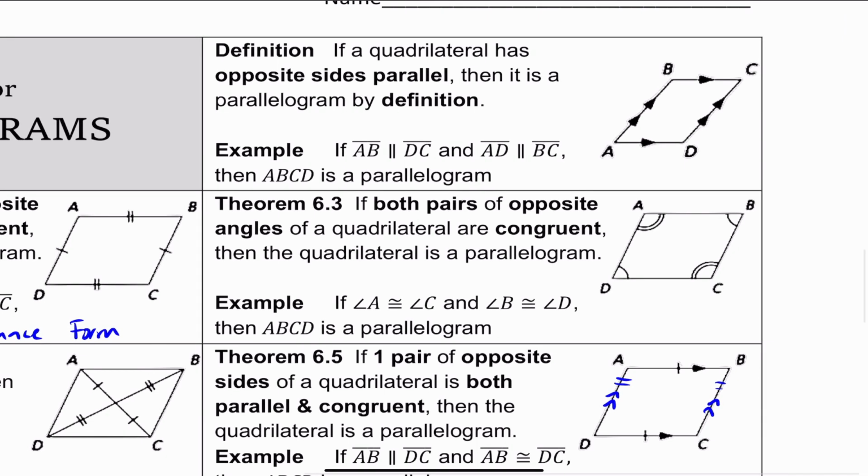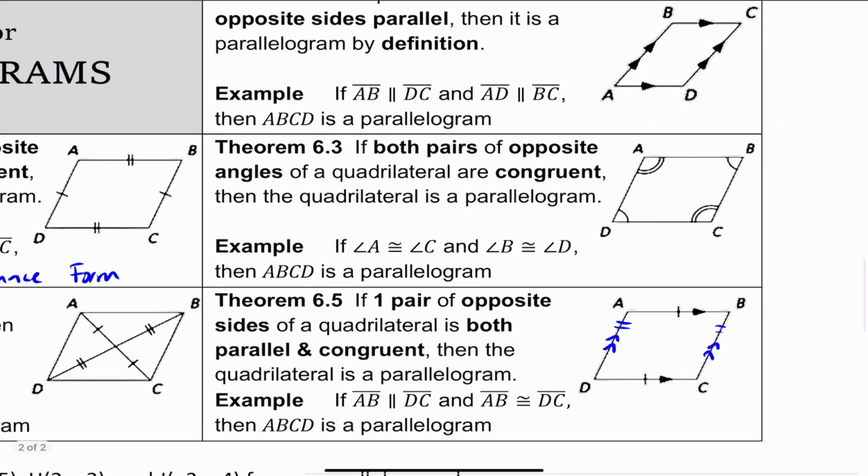Here's a definition. If a quadrilateral has opposite sides parallel, then it implies that we're dealing with a parallelogram. No doubt about it. Look, this here is a quadrilateral, and we can see that these pairs are parallel, and these pairs are parallel. So I can safely say that this figure here is a parallelogram.